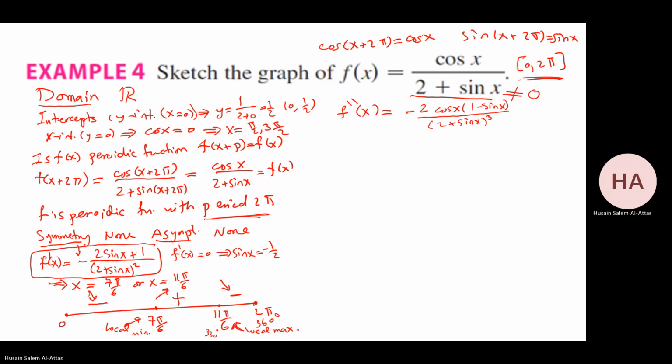Now, check the signs. I need cosine x times f double prime equals 0, which implies cosine x equals 0 or sine x equals 1. What are my x values? It will be pi over 2 and 3 pi over 2, and sine x equals 1 means pi over 2. So I will put pi over 2 and 3 pi over 2.